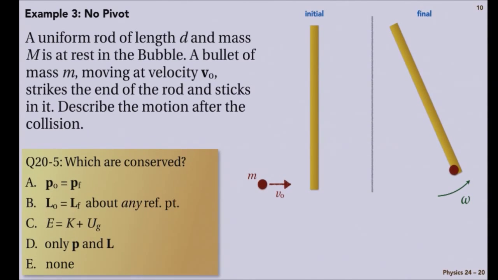But what's the advantage of picking the point at the end of the rod where the collision takes place initially? Yeah, the initial angular momentum is 0. So what's the final angular momentum? 0. Okay, so we could do it that way. Let's do it both ways. We'll do Ian first.